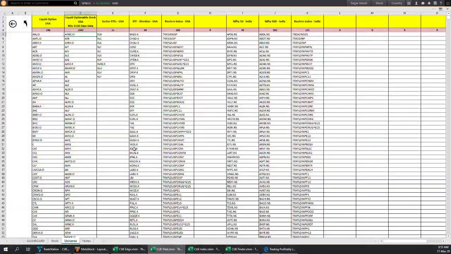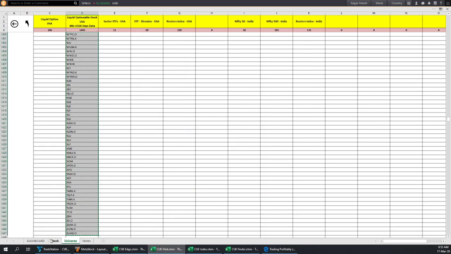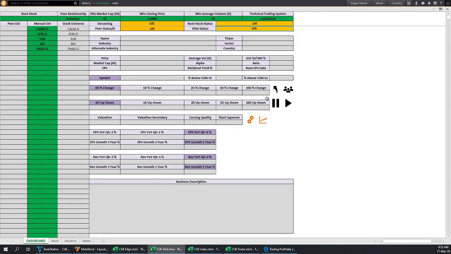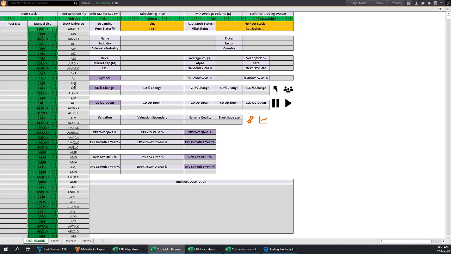So if I come back to Vital, and you can create your own list, I have this number of stocks. I can analyze them. I can go to dashboard, refresh, and I have the manual list. Instead of starting with a root stock, I go to manual list and paste as values. Streaming is on, so it is now retrieving data about these 1443 stocks and calculating their vital statistics. This is an extremely useful feature for prospecting stocks from your stock universe. It has calculated the data.